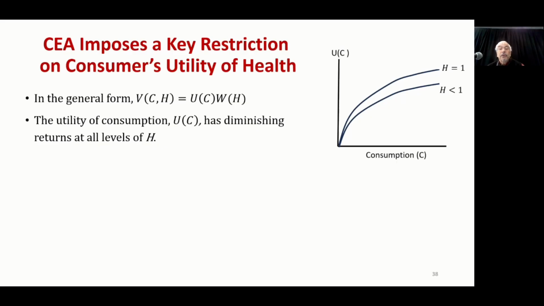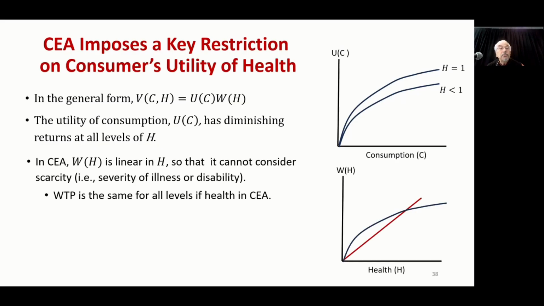The utility function for consumption in all of these models has diminishing returns, so that you get this bowing curvature in the picture of graphing utility versus consumption. That's what diminishing returns looks like. And that's true at all levels of health, whether you're in perfect health at H equals 1 or in some lower level of health, you always have these diminishing returns.